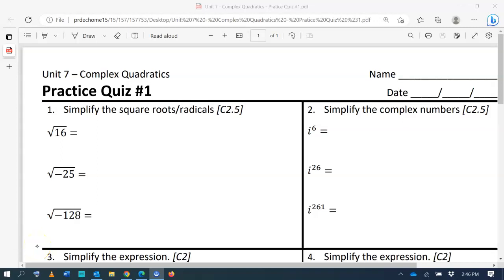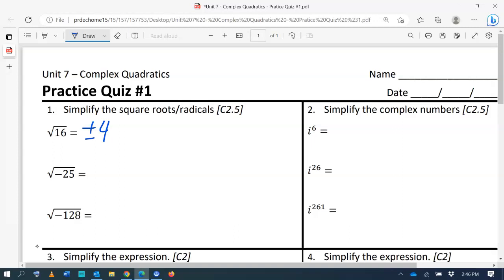Unit 7, Complex Quadratics, practice quiz number 1. All right, first question, simplify the square roots or the radicals. So we have 3 in here. The first one is square root of 16, which is plus minus 4. Okay, no tricky there.